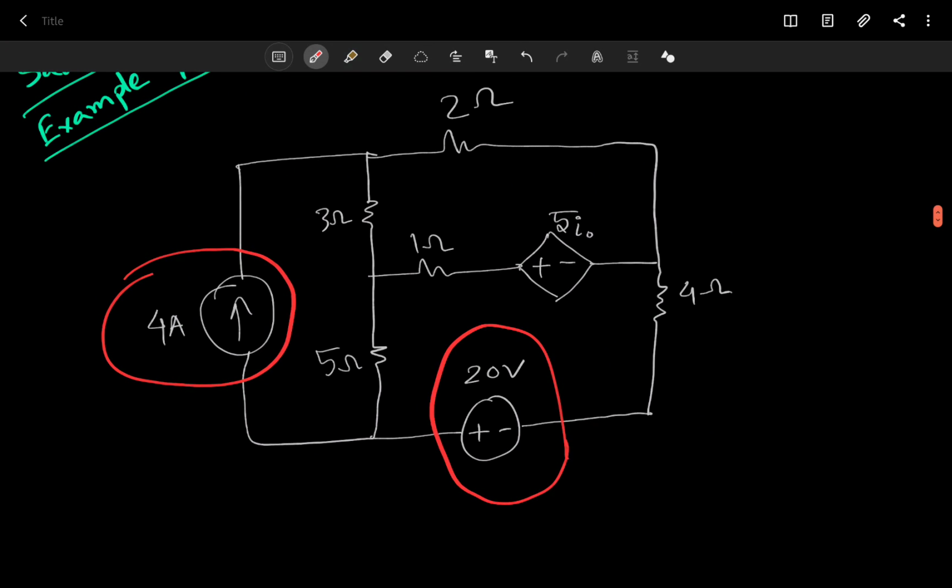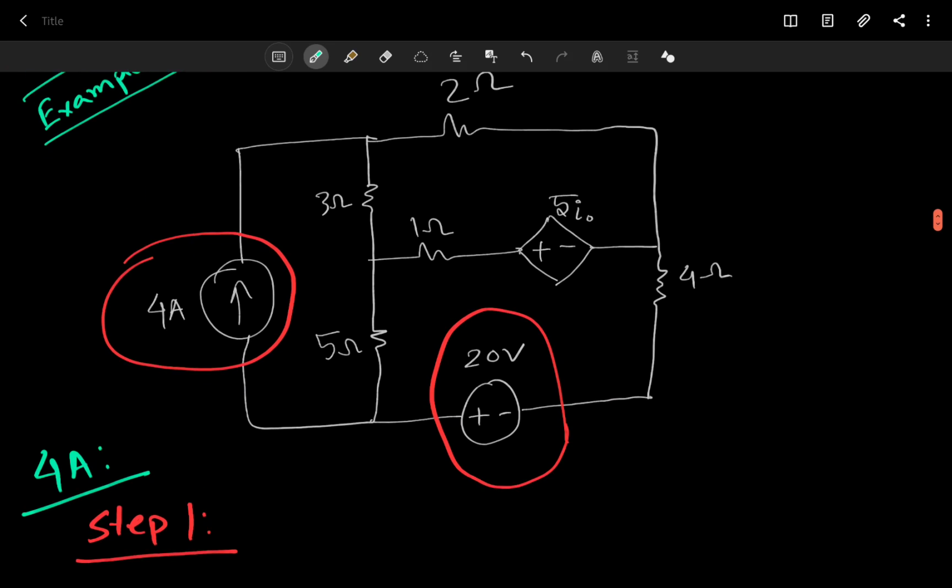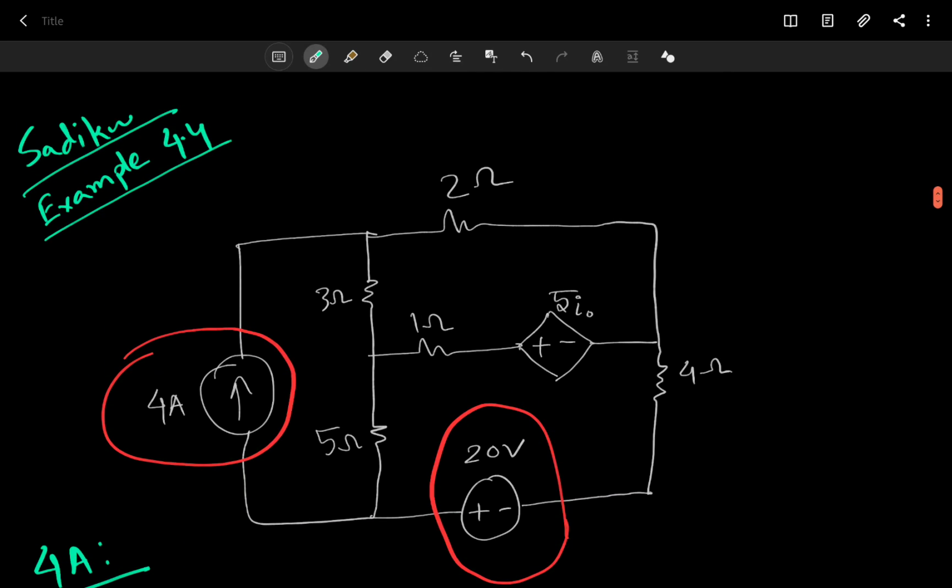So now what we have to do, step one, we keep one independent source alive and kill the others, right? So what I can do is let's start with the 4 ampere first. This is what we are doing for the 4 ampere. We will keep the 4 ampere alive and kill all the others. We have only one, just 20 volts, so we will kill that. But first let me copy that.